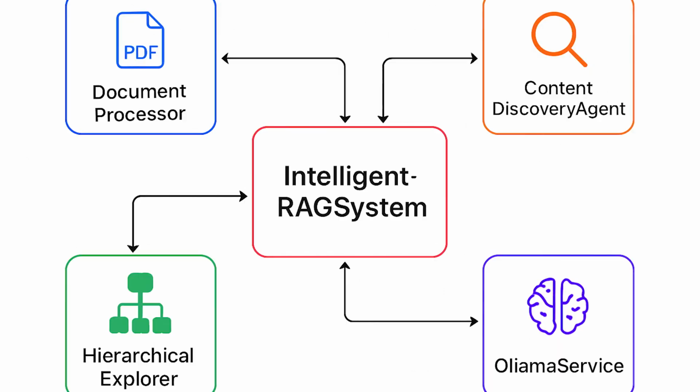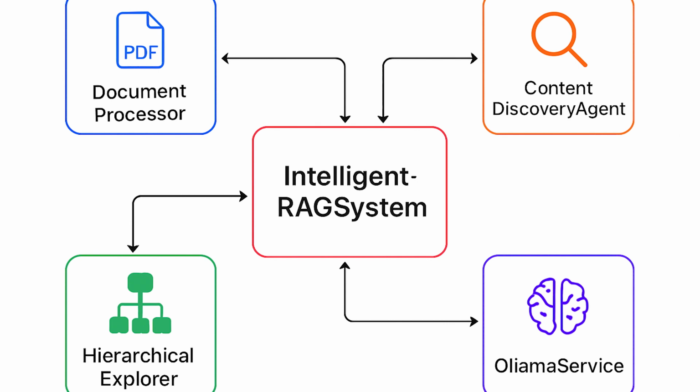Here is our intelligent RAG system architecture. We have 5 core services working together. The first one is the document processor. This service is not just about text extraction. It intelligently parses PDFs, detects headers, builds hierarchical relationships, and preserves document structure. Think of it as creating a smart table of contents with parent-child relationships.